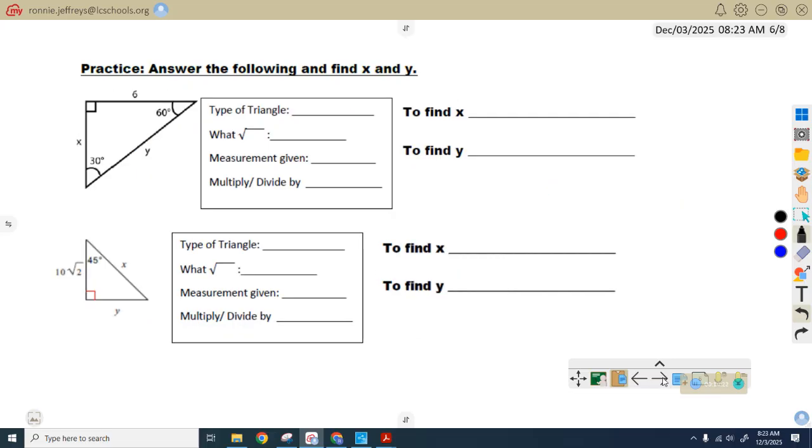So now, that's where our lesson stops. You have some practice problems on the back. Use the notes and use the processes that we did to help you on this.